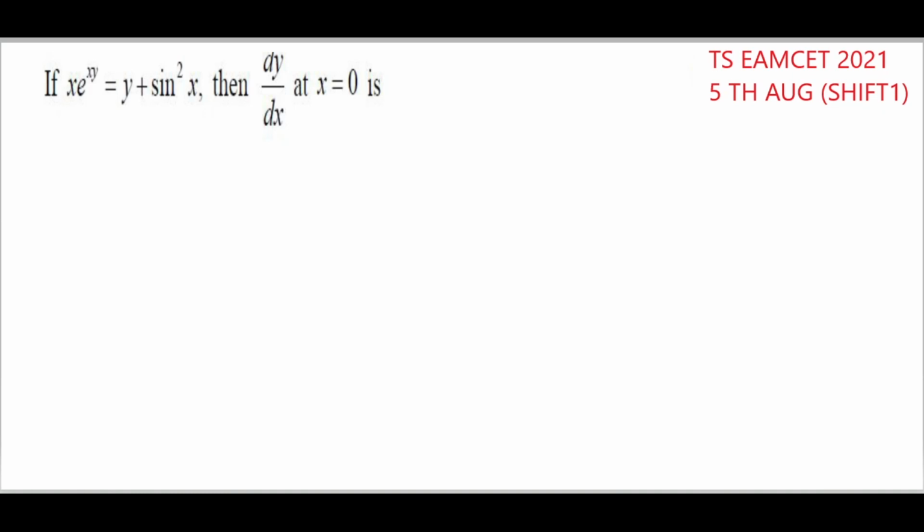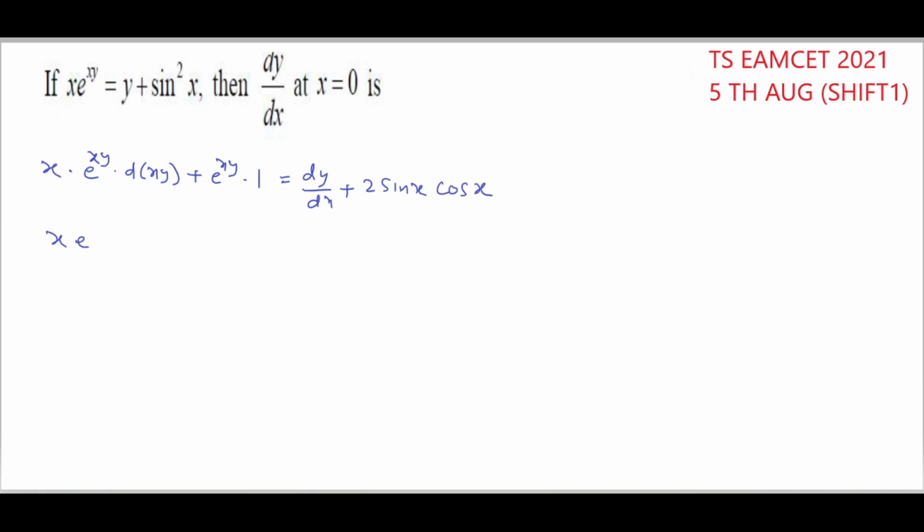If x into e power xy is equal to y plus sine square x, then dy by dx at x equal to 0 is? So take differentiation on both sides, that is x into e power xy, applying UV rule, that is x into e power xy differentiation, that is e power xy into derivative of xy, plus e to the power of xy into derivative of x which is 1, that is equal to y differentiation dy by dx plus sine square x differentiation, that is 2 sine x into sine x differentiation, which is cos x.